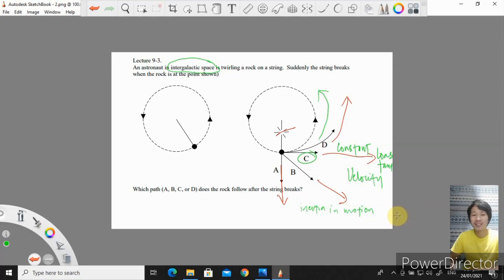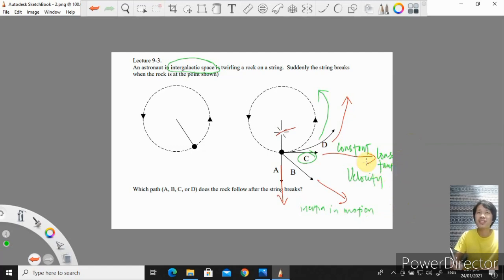Inertia is the property of an object to stay at rest if it is at rest, or to move at a constant velocity if it is in motion. So if it has inertia in motion, it will continue to move. So that is what makes the piece of rock move, the inertia, not the forces.